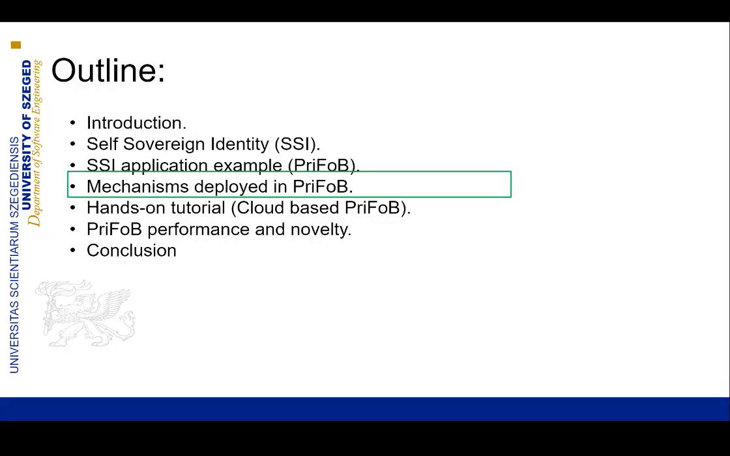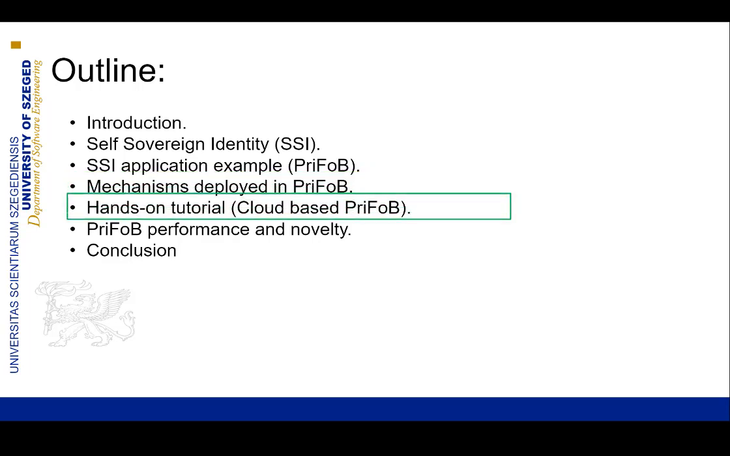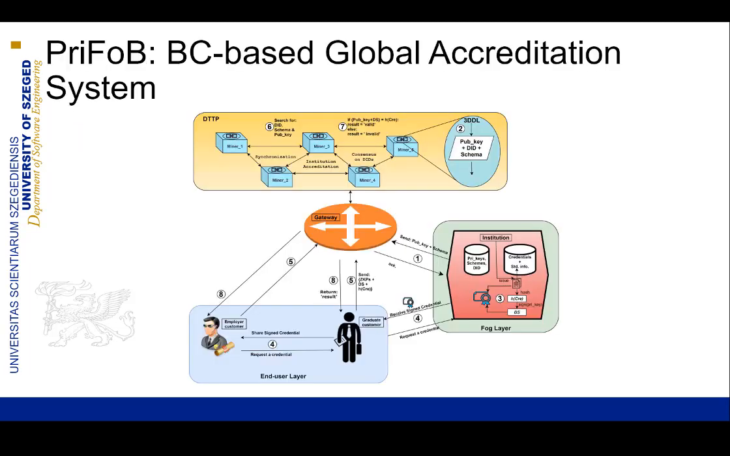Let's now get to the fun part where we actually deploy, download, and utilize the PriFoB solution. Just a reminder of the architecture: we need institutions to issue credentials for the users, we need a gateway, and we need some miners.